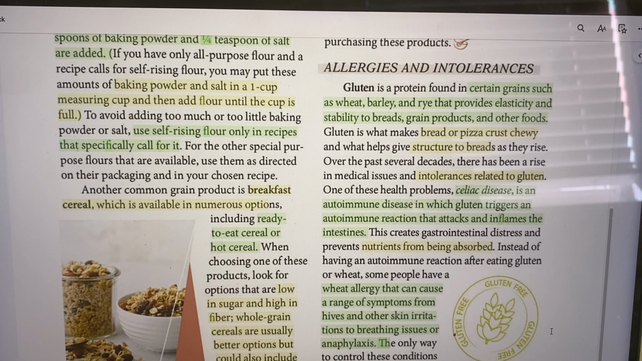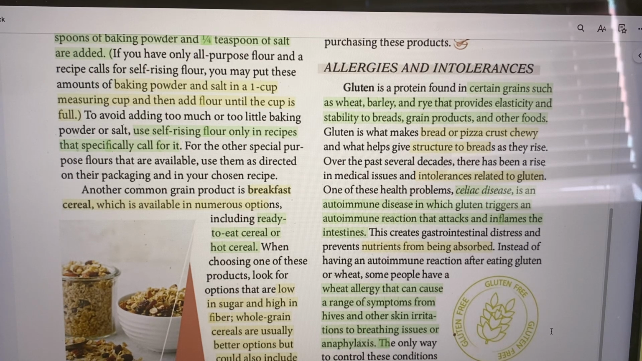So gluten is a protein found in certain grains such as wheat, barley, rye, and it produces elasticity and stability to breads, grains, and other foods. So gluten is actually a good thing if you can tolerate it. It's in all wheat, it's in all barley, and all rye breads, and it provides the breads so they're elastic and they hold up.